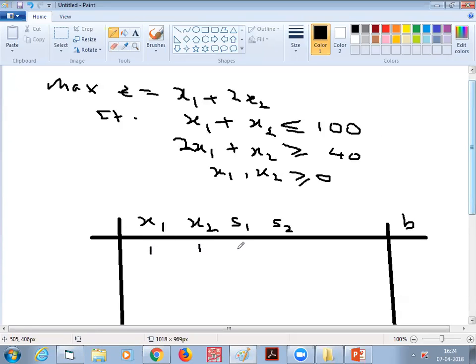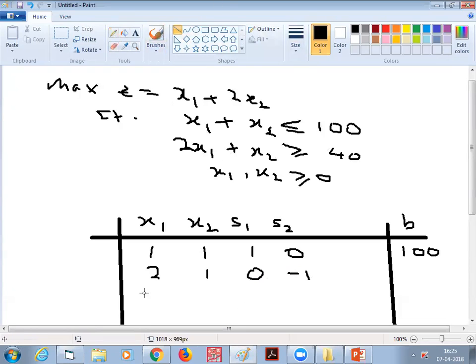1, 1, 1, 0, 100. Right? So added a slack variable there. For the second constraint, 2, 1, 0, minus S2, right? 2, 1, 0, minus S2, and 40 here.